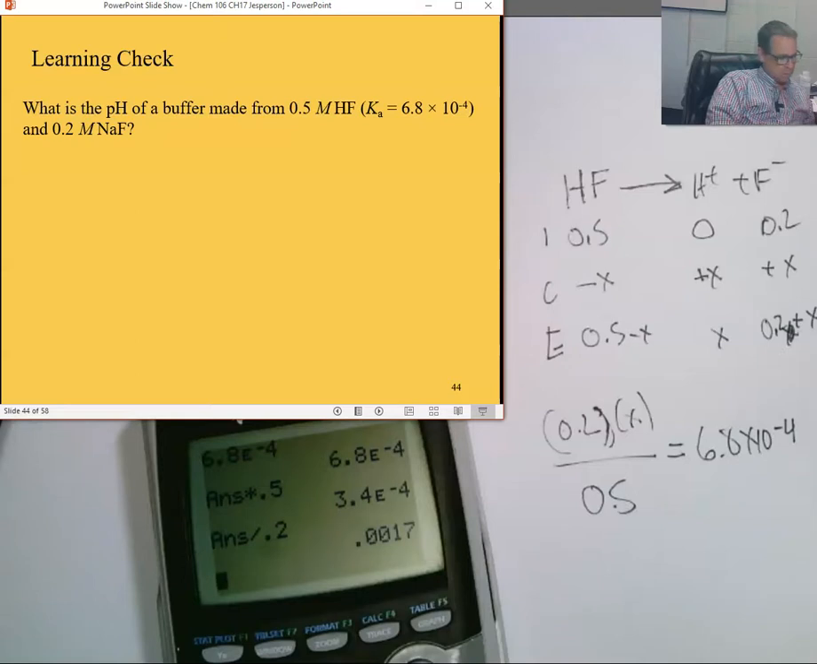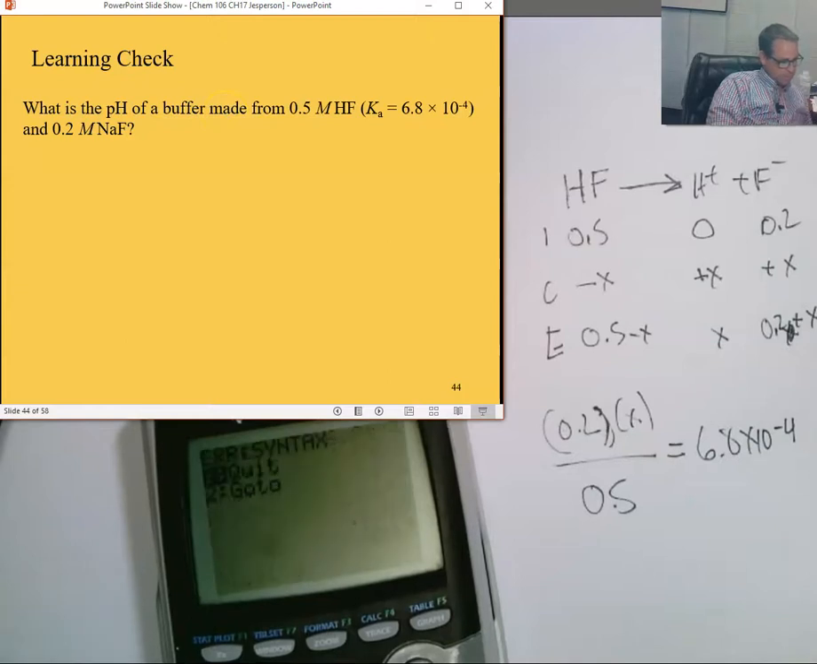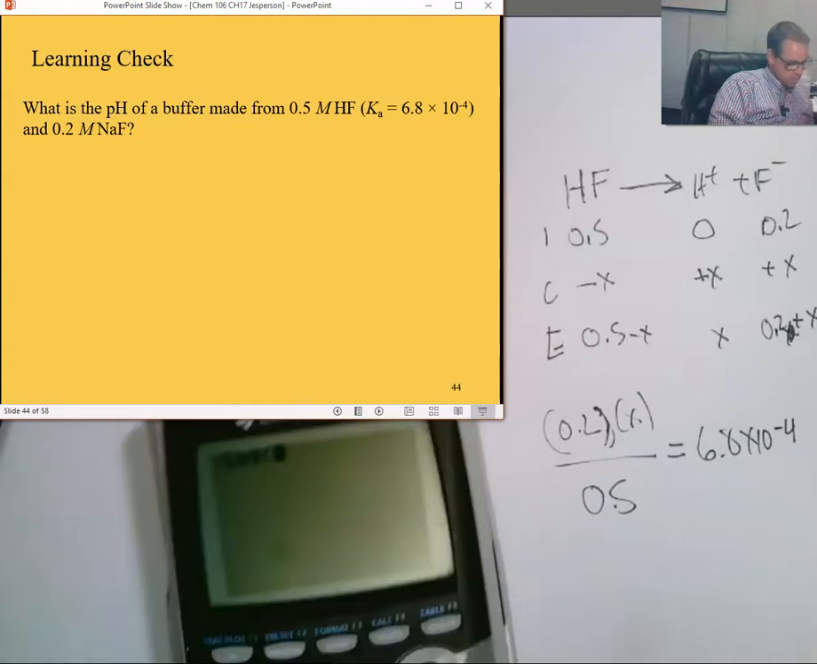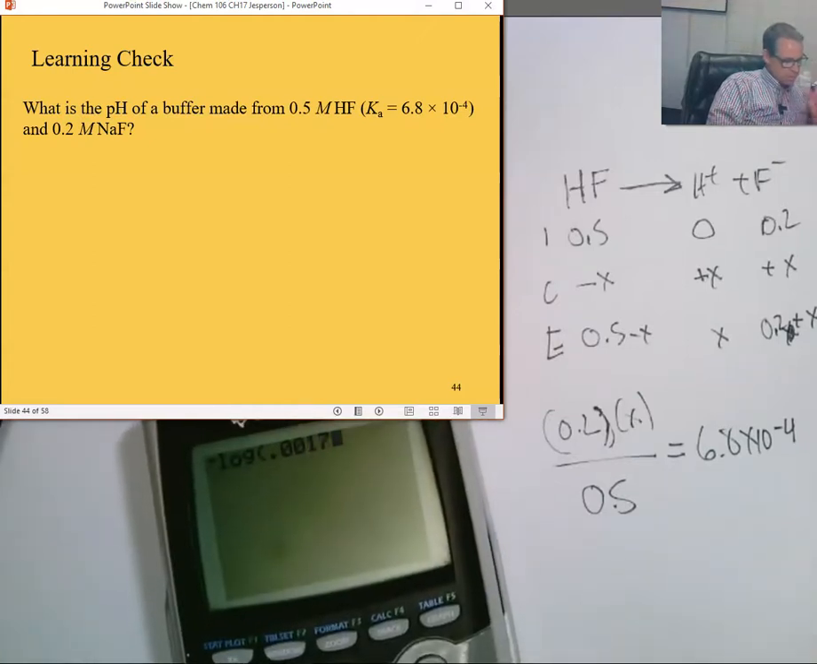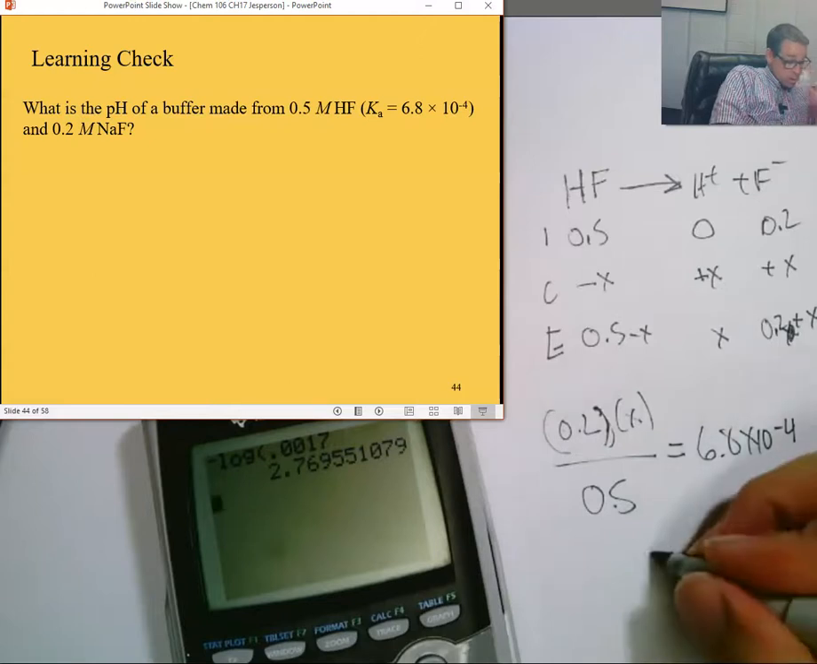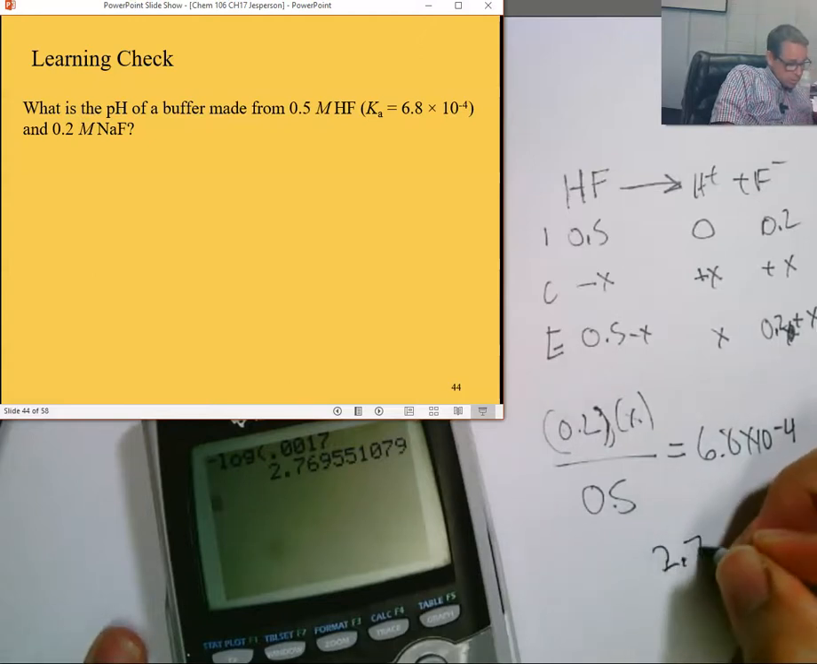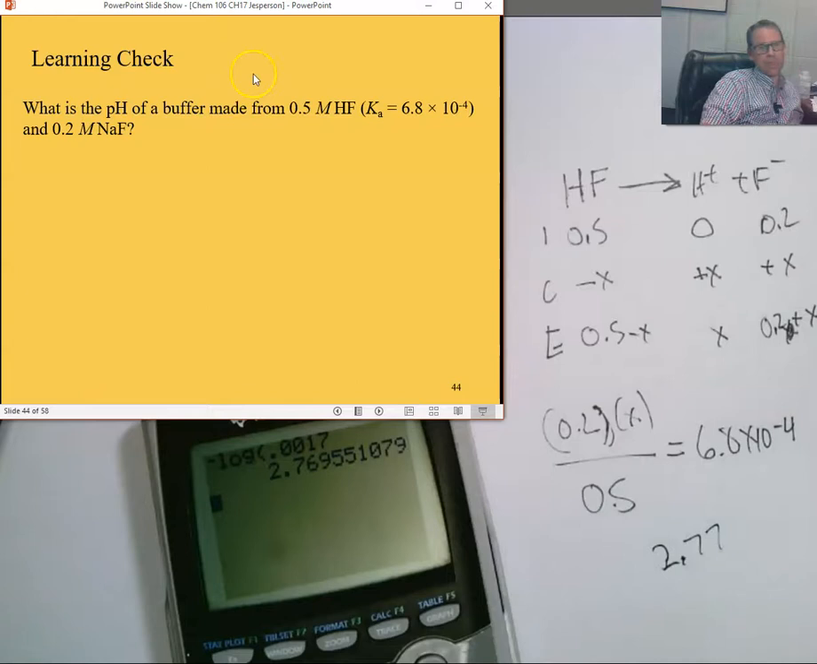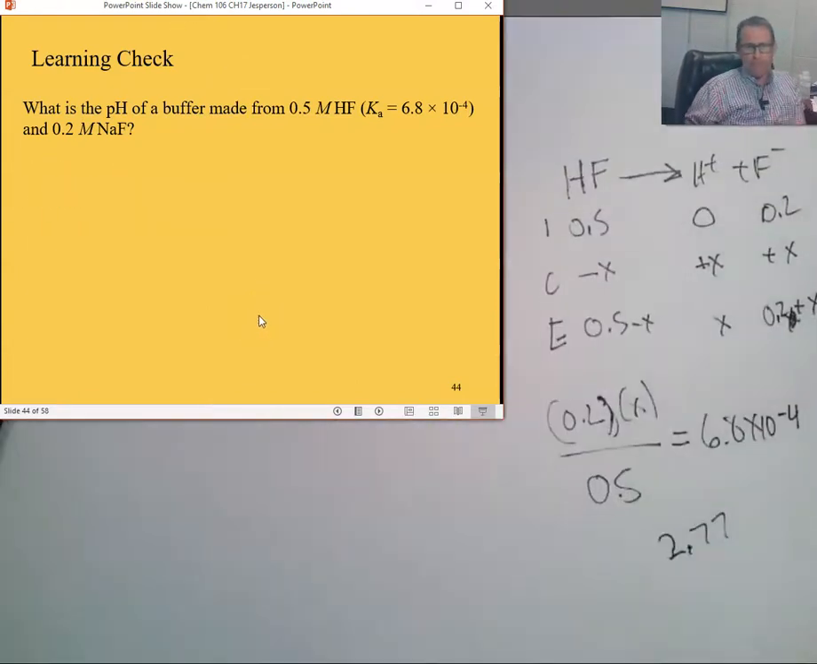Wait, I'm confused. What question am I answering? What is the pH of a buffer? Yeah, so wouldn't you just take the negative log of that number? That's right. 0.0017. Okay, so it's saying 2.77 is our pH.